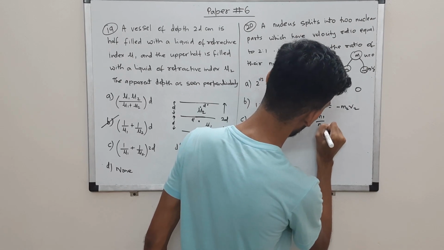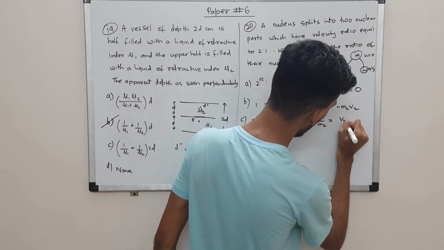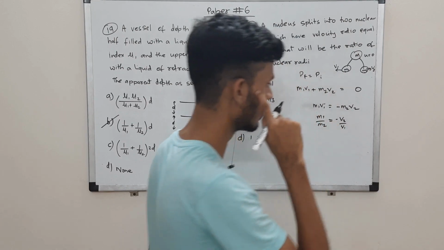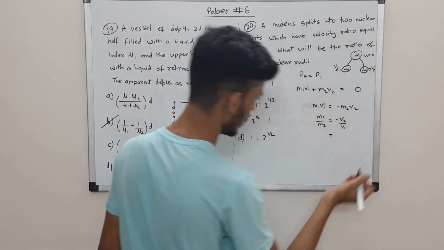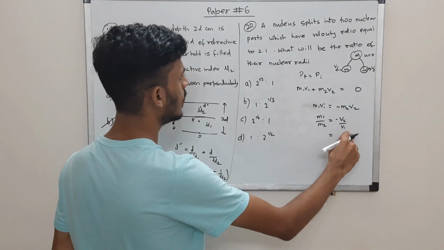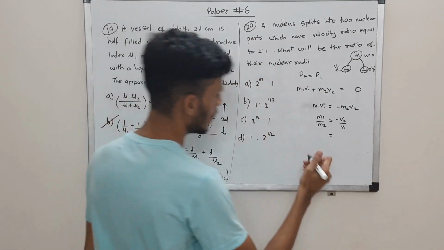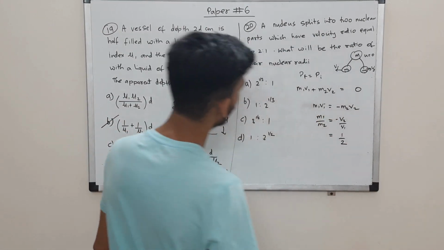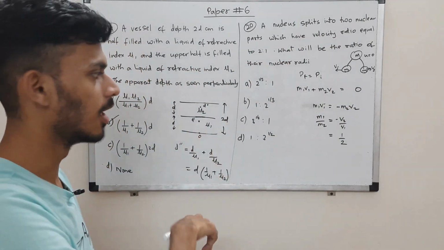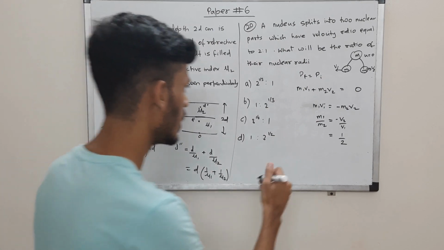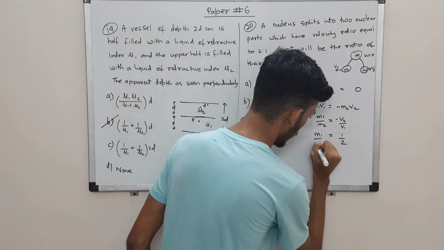So m1 by m2 will be nothing but v2 by v1, and that minus sign is because the two velocities are in opposite directions, so you can actually neglect that. v1 by v2 is 2:1, so v2 by v1 will be 1:2. This is the ratio between the masses, m1 by m2.